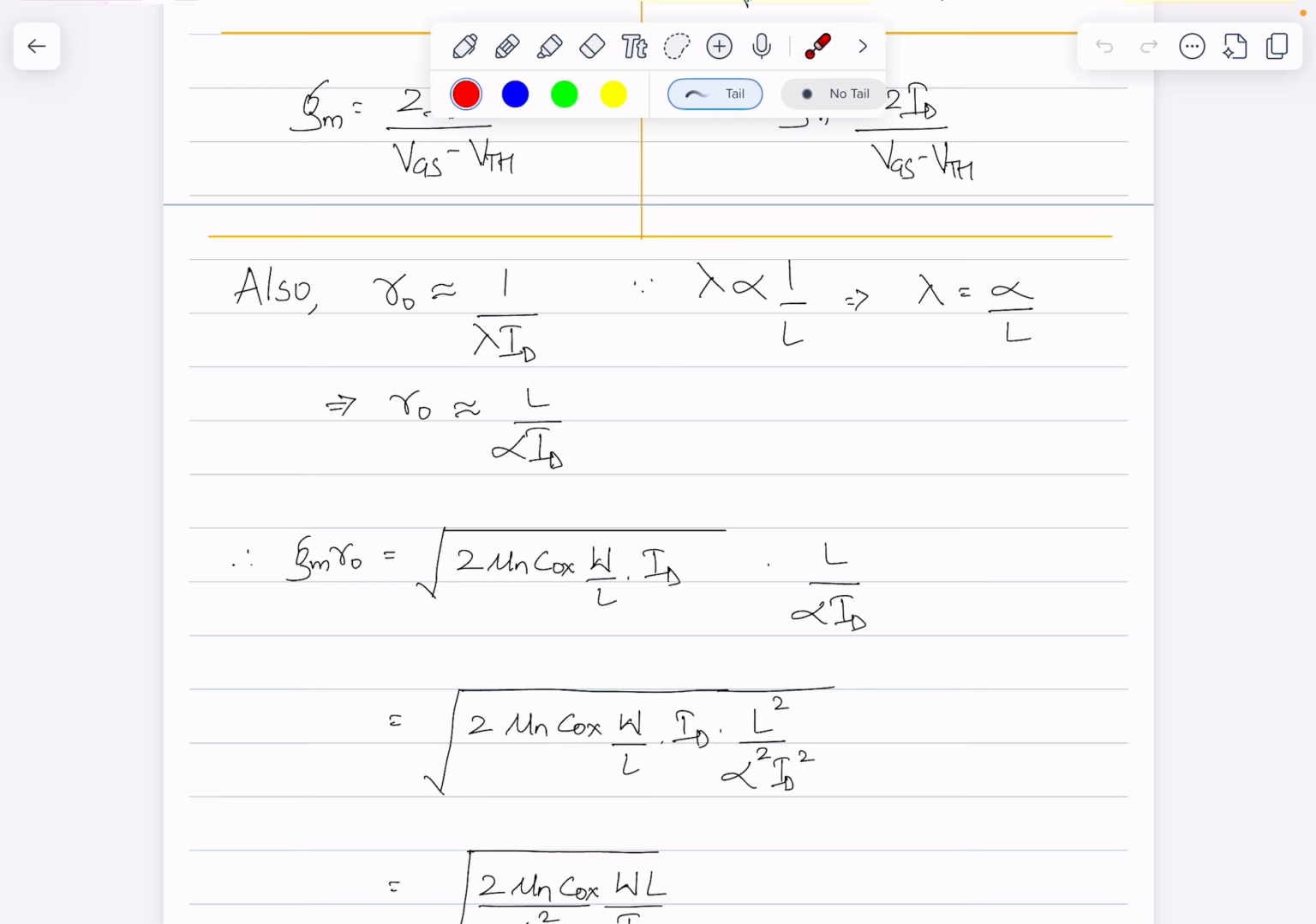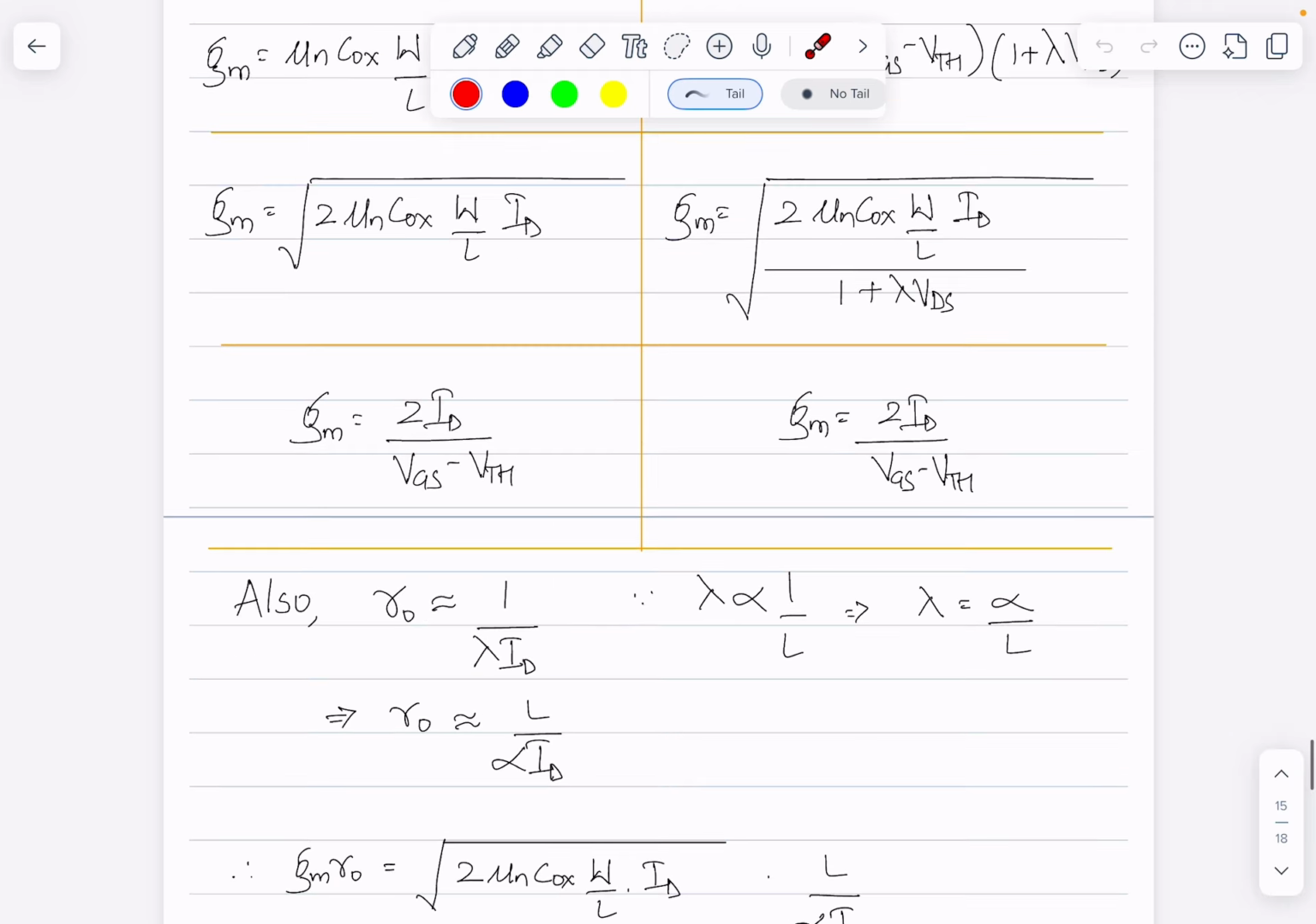Also, ro can approximately be given as 1 over lambda ID, and since lambda is inversely proportional to L, I can remove the proportionality by introducing a proportionality constant. So lambda equals alpha over L. Now substituting the value of lambda here, we get ro equals L over alpha ID.